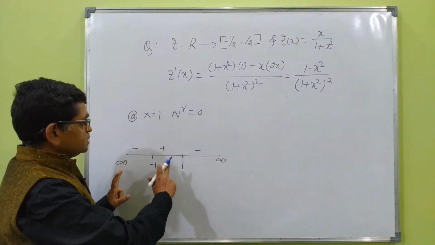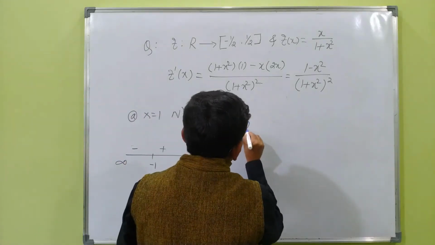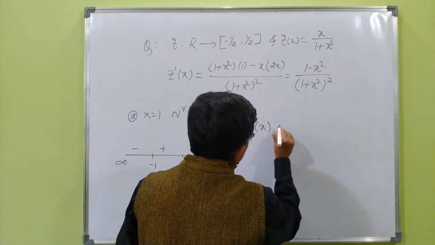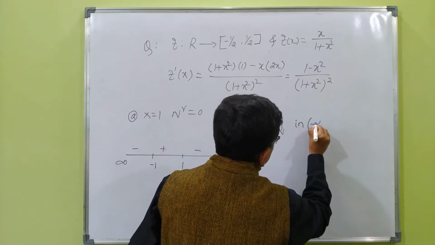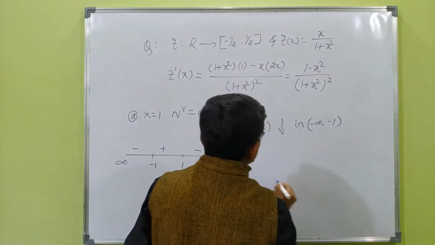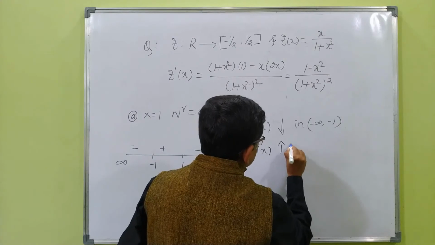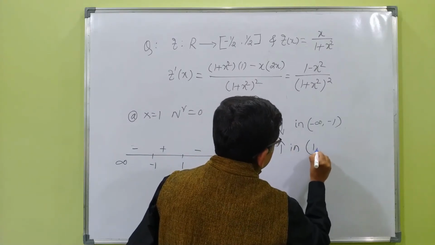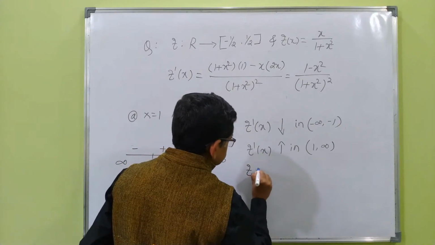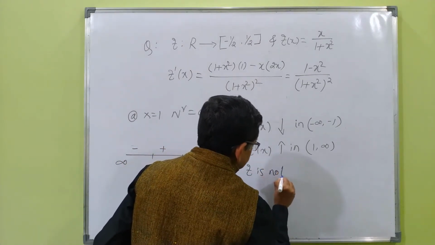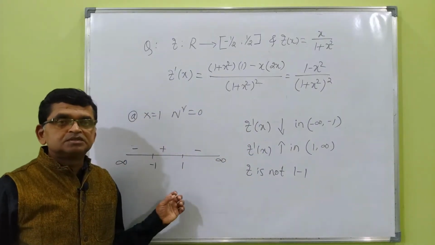So this is again decreasing. f'(x) is decreasing in minus infinity to minus 1, and f'(x) is increasing in minus 1 to 1. So f is not one-to-one. I hope you understand it.